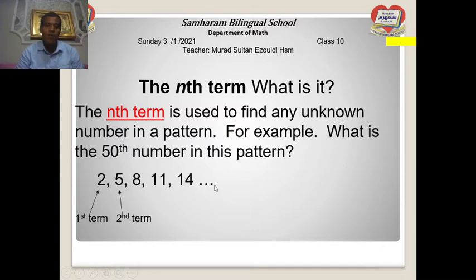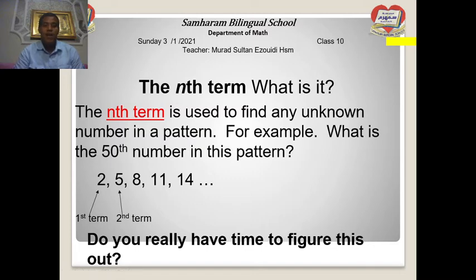Here the question is, we will try to use the formula so that we can find the nth term, and here n is equal to 50. Do you really have time to figure this out, my learners?